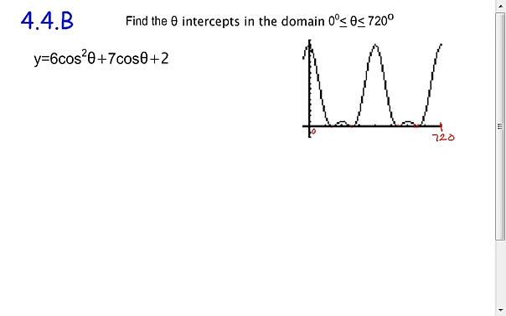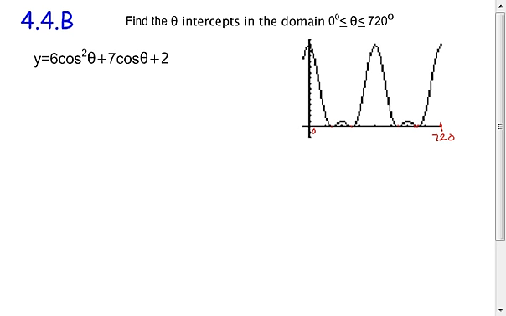Now you look at this equation. This is the equation of this graph, and it doesn't look like a sinusoid. It's got some extra little bumps, and it doesn't have that smooth regular curve of a sinusoid. When you look at the equation, hopefully you're thinking, hey, that kind of looks like a quadratic equation. It looks like it's in the form ax squared plus bx plus c, except instead of having an x, we have a cosine theta.